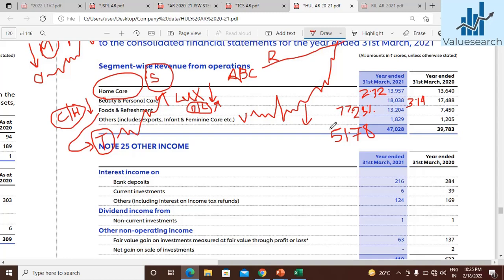And what is the actual year-on-year growth in top line or in total revenue of the company? Let us find out. 47028 minus 39783 divided by 39783 multiplied by 100. So the company has grown its turnover by 18.21%, which is quite phenomenal. Increasing your turnover year on year from almost 40,000 crore rupees to 47,000 crore rupees is quite huge. 18.21% growth at this level is really commendable, and this is why investors run behind companies like Hindustan Unilever.